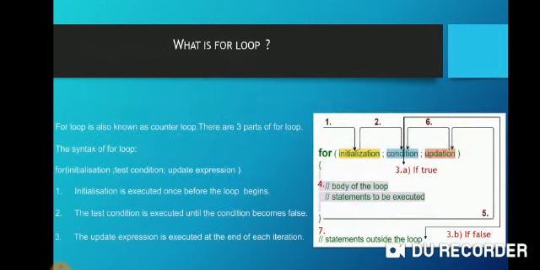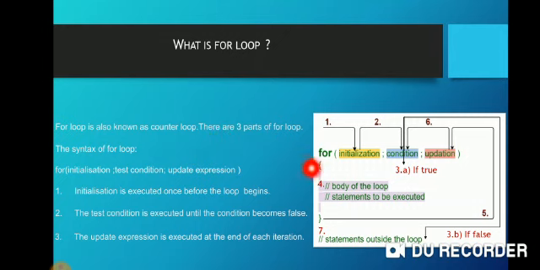Okay, let's see the for loop. Now what is a for loop? For loop is also known as a counter loop. It is basically an entry control loop. In this, the test condition is evaluated first. If the condition is true, then the body of the loop is executed. If the condition is not satisfied, the body of the loop will not be executed and the loop will terminate. There are 3 parts of the loop. Now the syntax of the for loop is: for, first we'll give the initialization, then we'll give the test condition, and then we'll give the update expression.